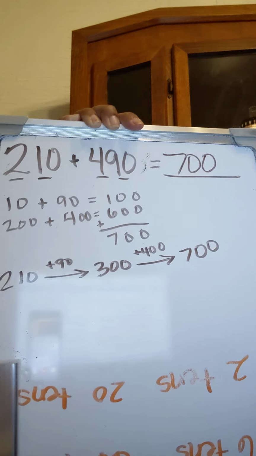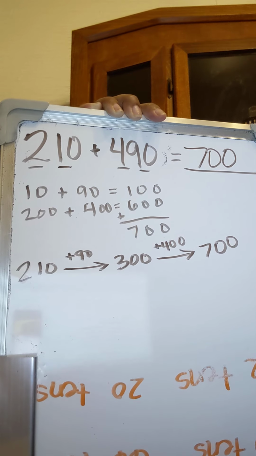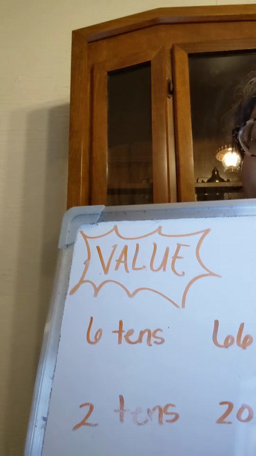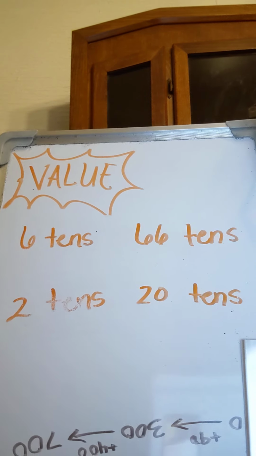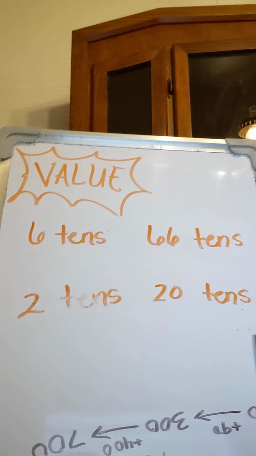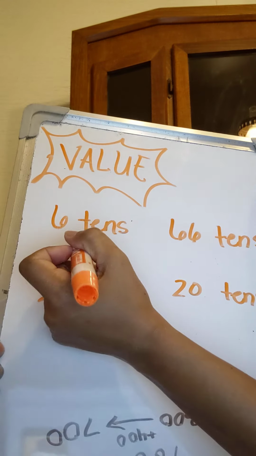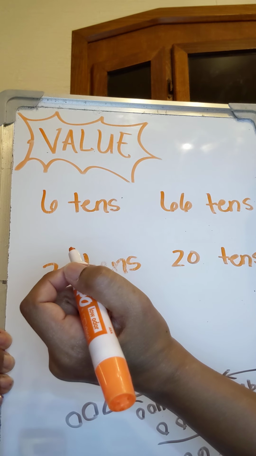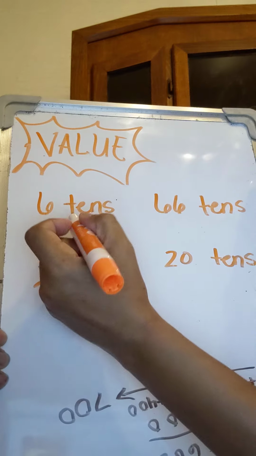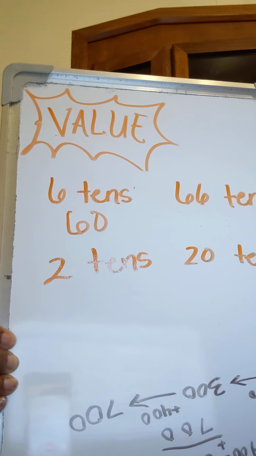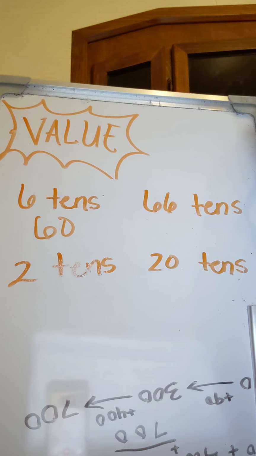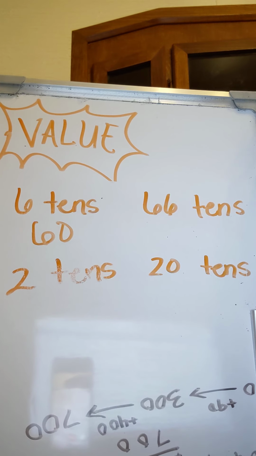Now, another thing that we need to keep in mind, in order to be able to do this, we need to know what the value of a lot of these numbers are, right? So value is actually a really cool math vocabulary word that means basically you need to know what something is worth, right? So let's look at some of these numbers. 6 tens. If I have 6 tens, what is the value of those 6 tens? Exactly. It is 60. So what if I have 66 tens? What is the value of those 66 tens?